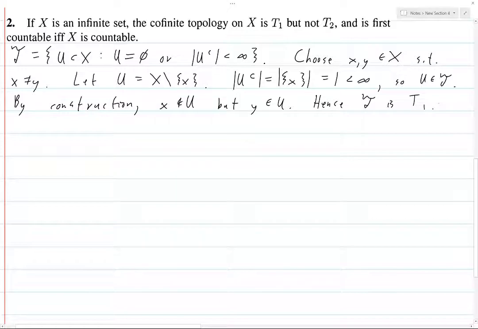Because that's what it means to be T1. It means that given x and y, which are not the same, there is an open set which contains y but not x. And you have a choice of that. You could also, by this argument, find an open set which contains x but not y. Alright, so that's what it means to be T1, and so we've proven that it's T1.